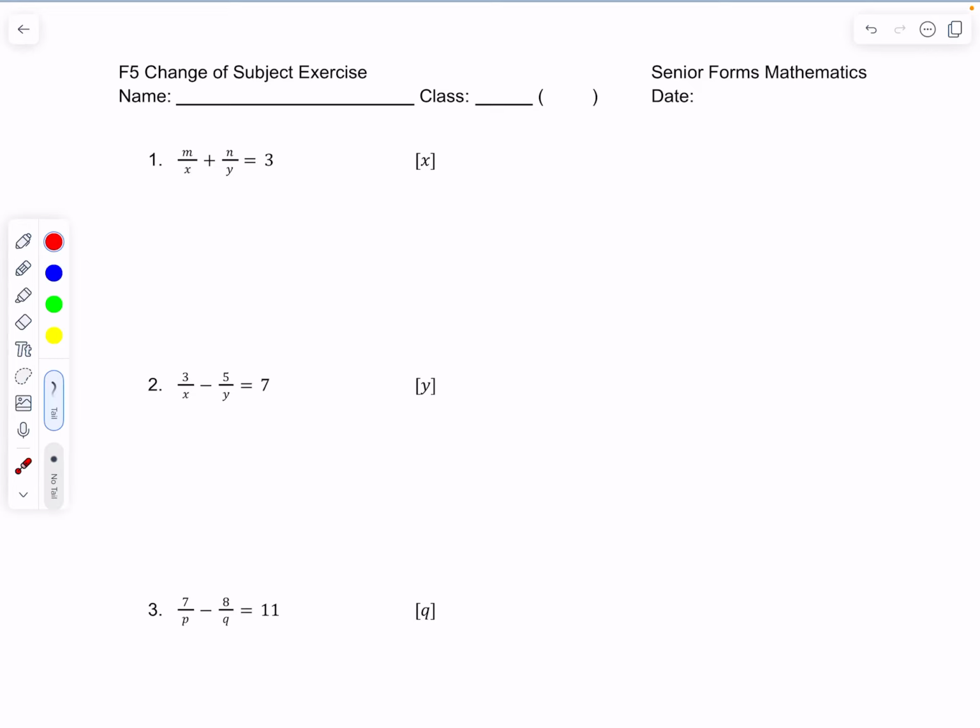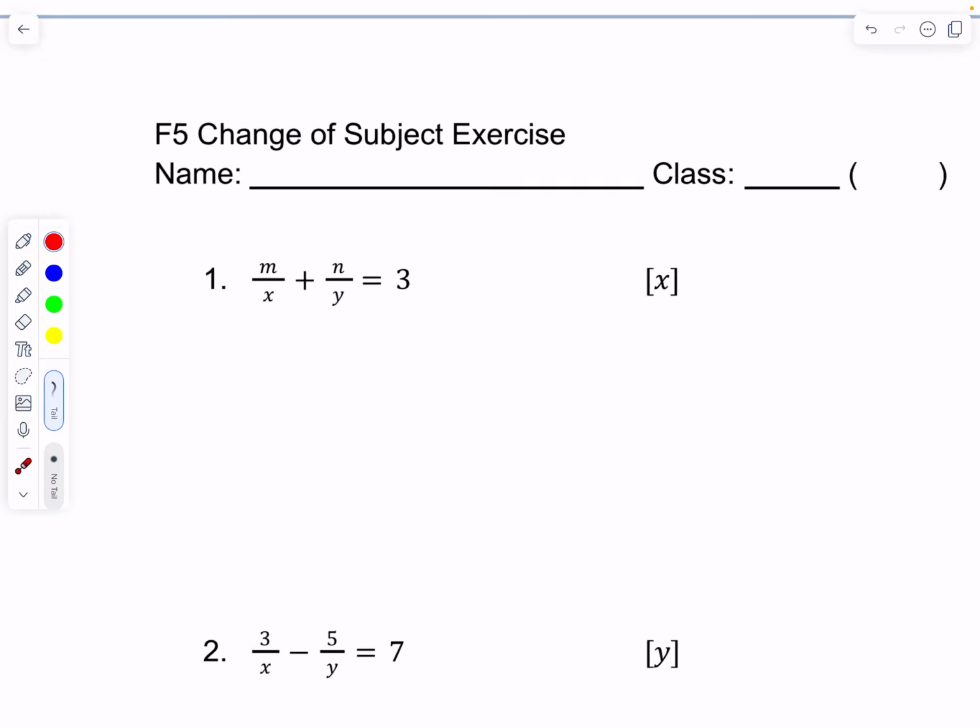In this video we will be doing change of subject exercises. Of course it should not be named Form 5, because it's suitable for every form as long as you have basic secondary school knowledge and you know that X and Y have a lot of meanings. So let's do this. Change of subject.